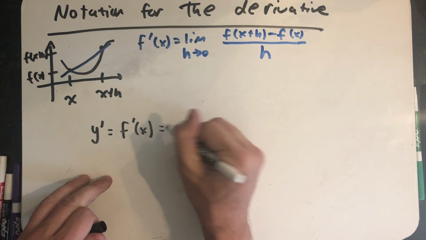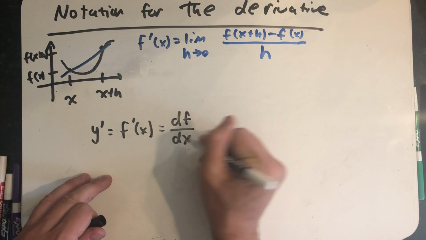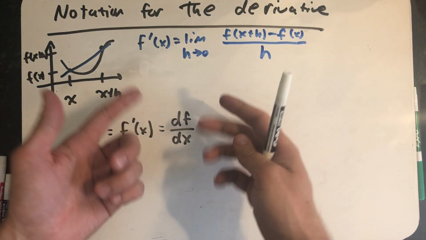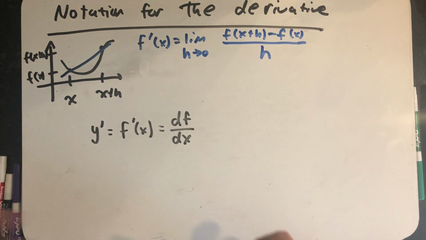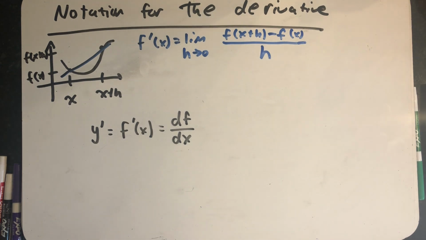Another notation for the derivative is this, df dx. What this tells me is literally this is the derivative of f with respect to x. And I'd like to tell you a little bit about why this notation is nice.